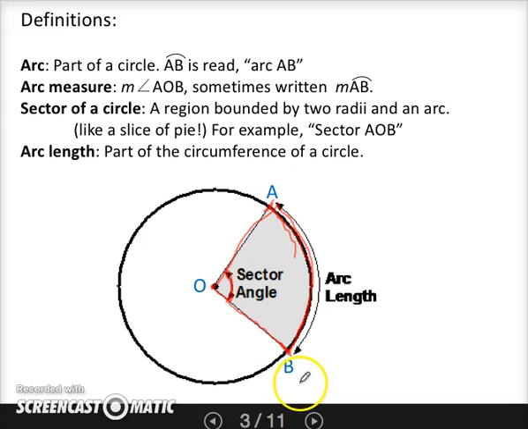Okay, arc length is part of the circumference of a circle. Arc length is a measure in units of distance, because it's the distance that you would have to walk to get from point A around the edge of the circle to point B.